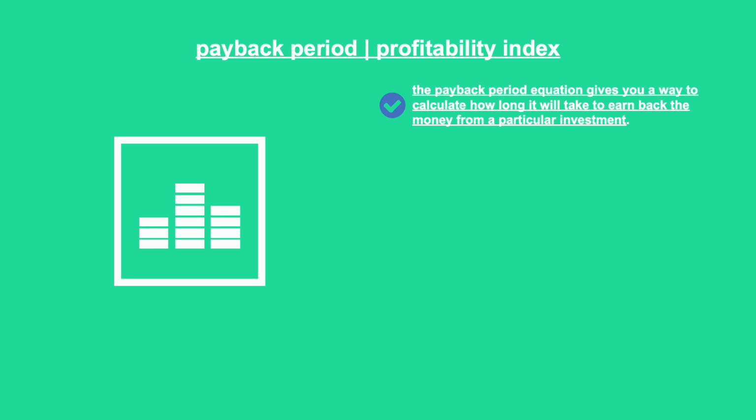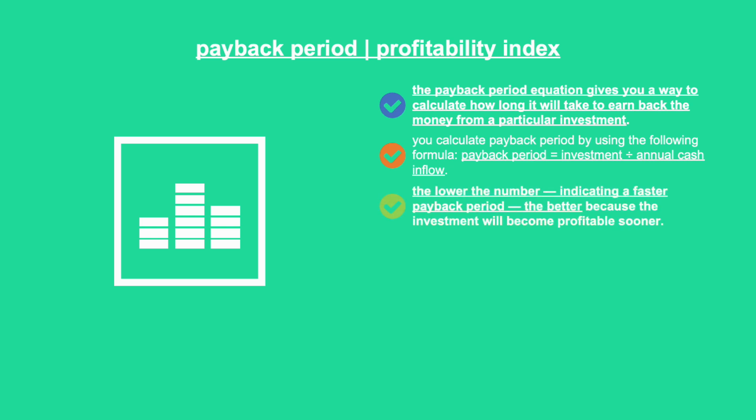Payback period. The payback period equation gives you a way to calculate how long it will take to earn back the money from a particular investment. You calculate payback period by using the following formula. Payback period equals investment divided by annual cash inflow. The lower the number, indicating a faster payback period, the better, because the investment will become profitable sooner.